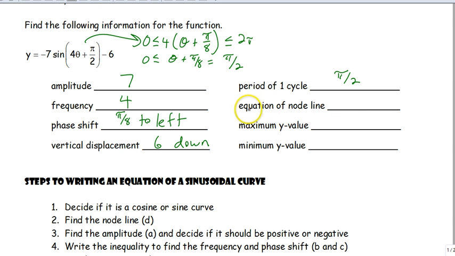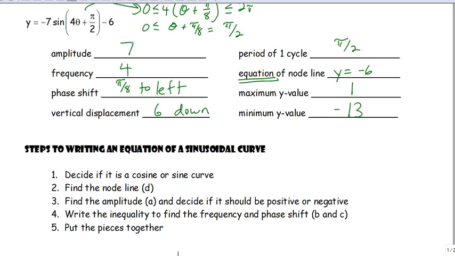Equation of node line. Again, equation means you need to have an equation on that one. Y equals -6 because it went down 6. So if the amplitude's 7 and we're starting at -6, we get all the way up to -6 plus 7 is 1, or -6 minus 7 is -13. And I don't know why I wrote -7. So that is just kind of a review.